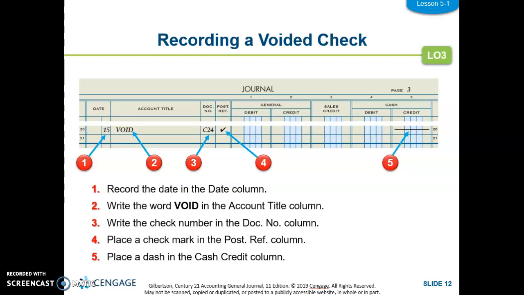If we voided a check and didn't record it in our journal, we would think that we forgot to record it and put in our cash amount. So it's just going to help ease up any confusion that we may have. Because we can make lots of mistakes with checks.